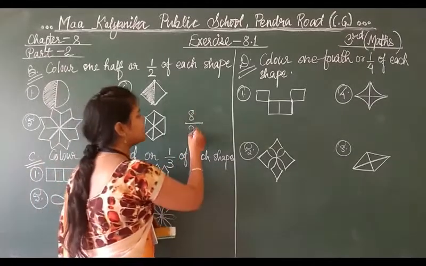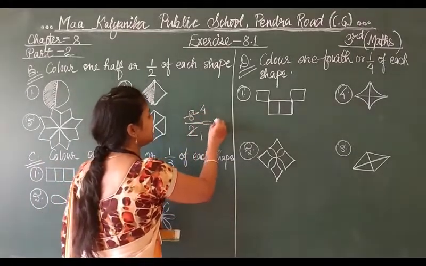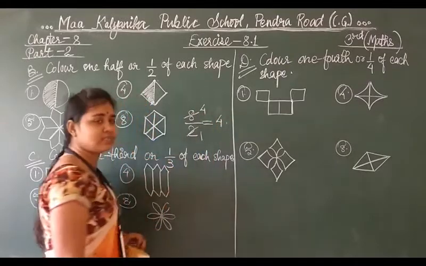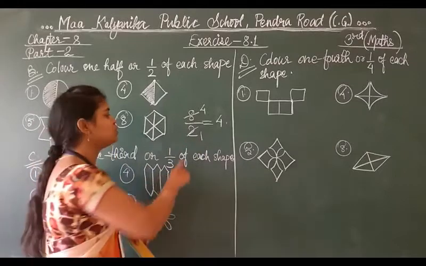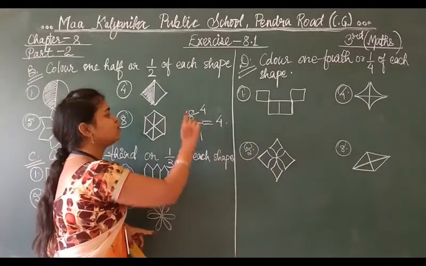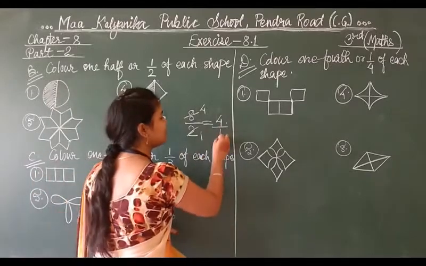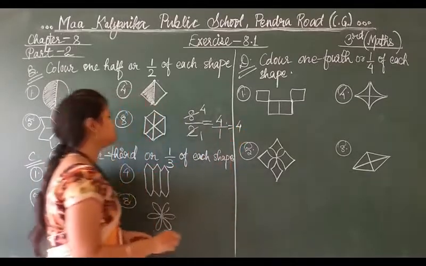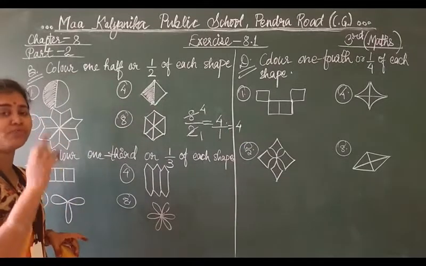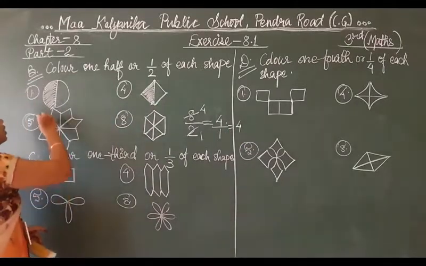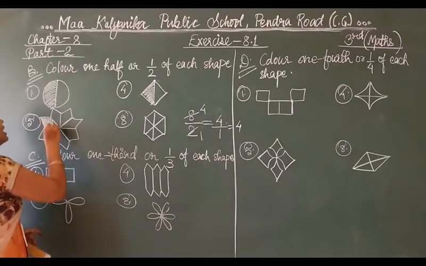So 8 divided by 2. 2 ones are 2 and 2 fours are 8. We are reading the table of 2. So 4 is the answer. This is called division. 4 by 1 means 4. So students, 4 parts are half of 8 parts. So we can shade 4 either in a continuous way or we can take alternate parts.